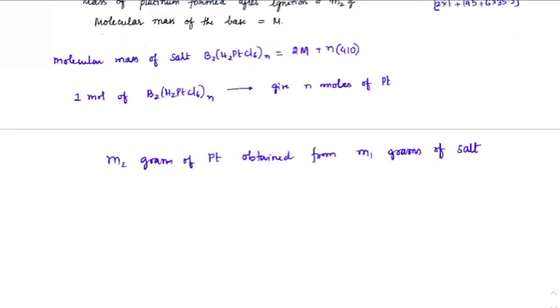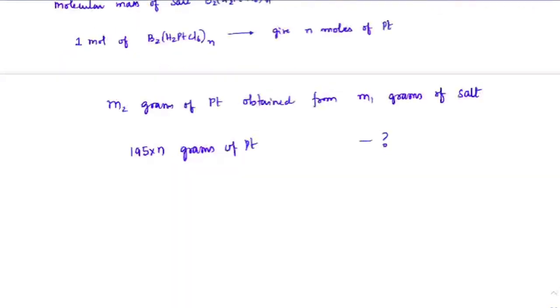Which means 195 into n moles, which is the weight of platinum. This is in grams of platinum, right? This will give how much? How much this will give? It will give 195 into n into M1 by M2. This is the mass of salt that should be present.